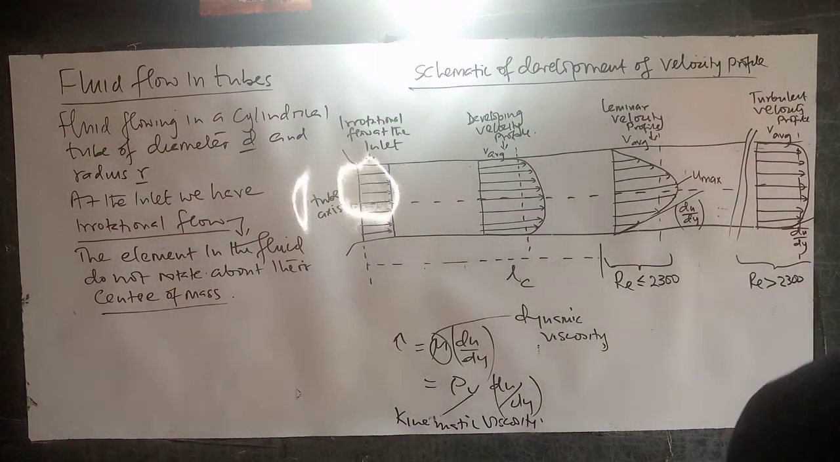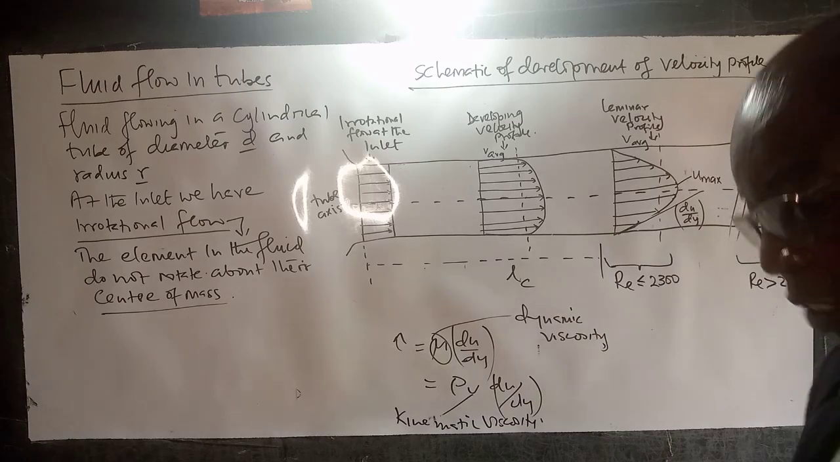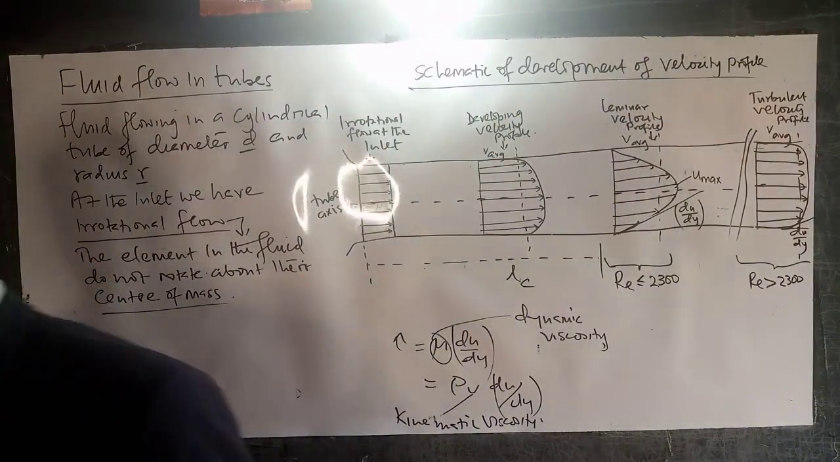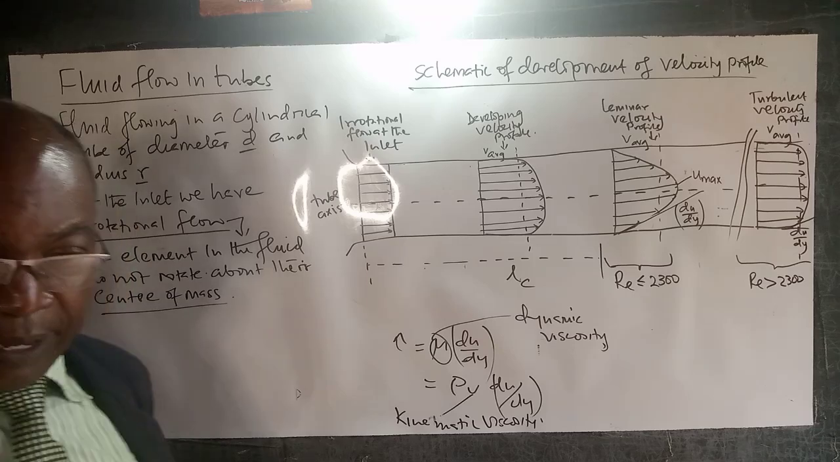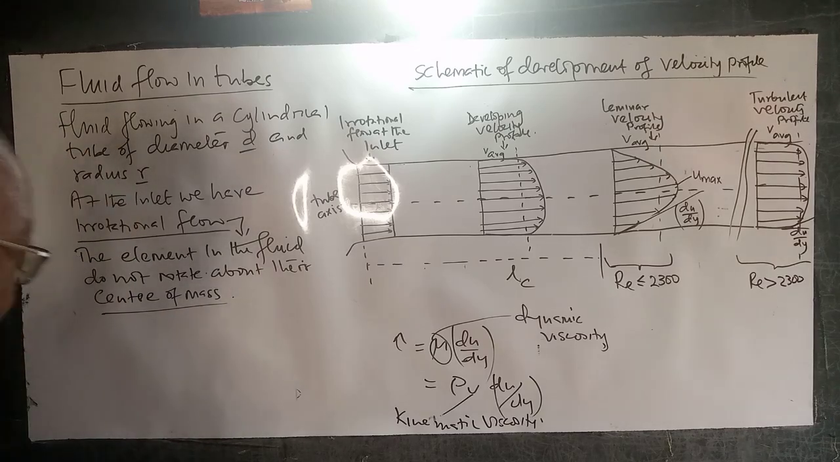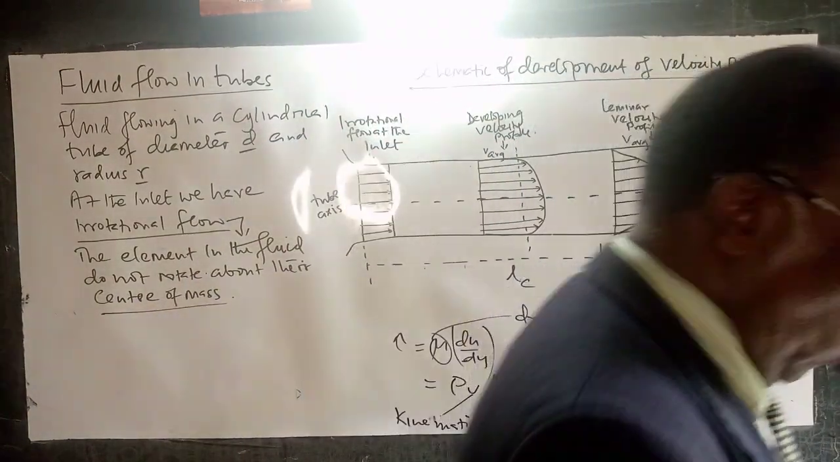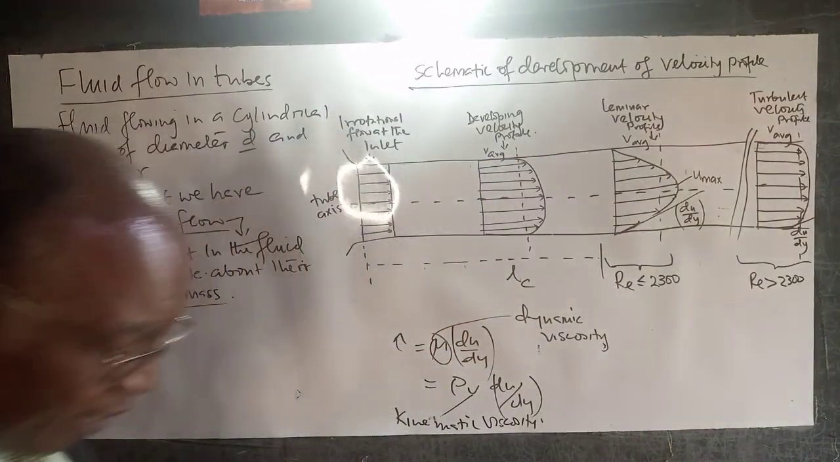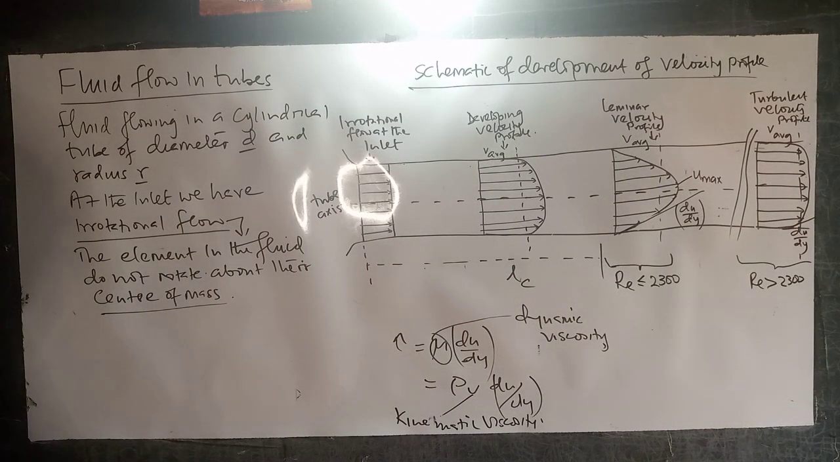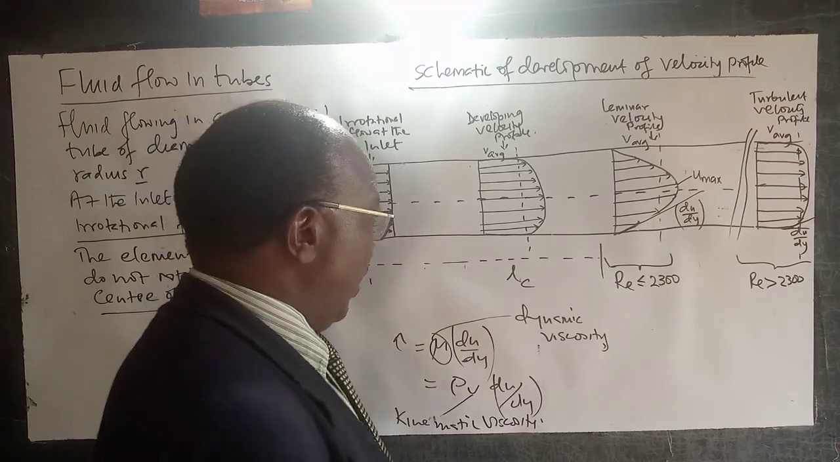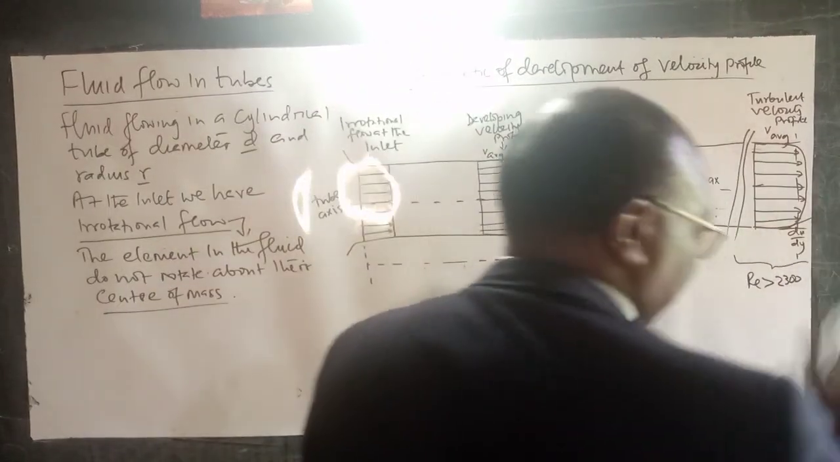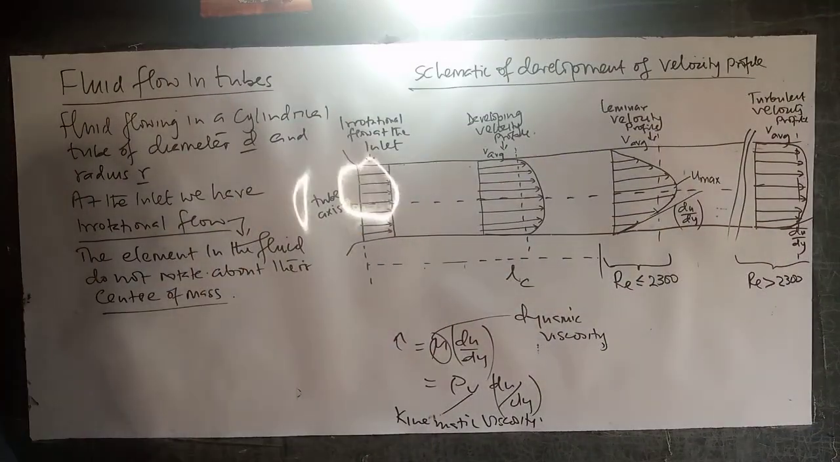I repeat, our fluid gets into the tube. We have the inlet region, and we are assuming that the flow is irrotational. In other words, the elements in that fluid do not rotate at their center of mass. They do not rotate at that particular point unless there is some torque applied as a result of shear stress at the wall. So, as the fluid continues flowing, we develop the velocity profile.